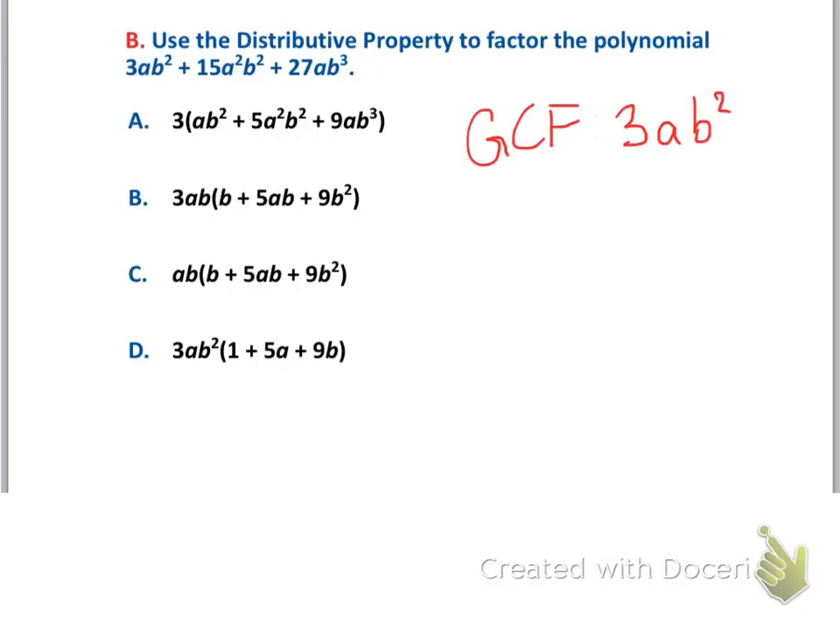The GCF here is 3ab squared. 3ab squared divided by 3ab squared is 1. 15 divided by 3 is 5. A squared divided by a is a. B squared divided by b squared disappears. 27 divided by 3 is 9. A divided by a disappears, and b cubed divided by b squared is just b. So your final answer is D.